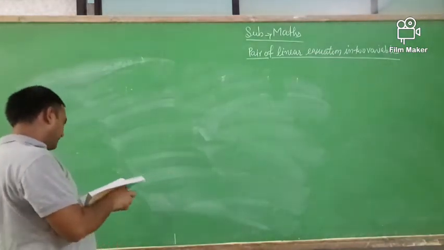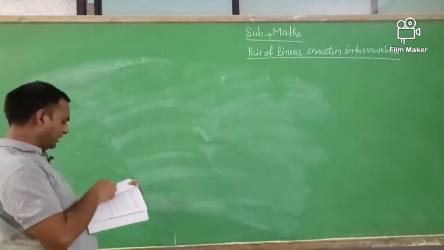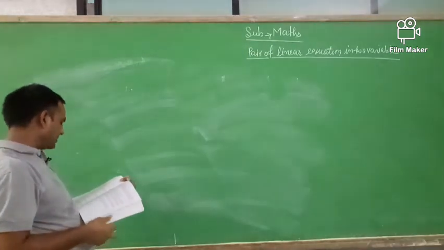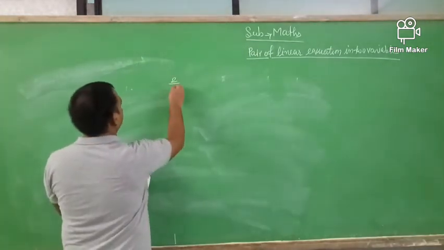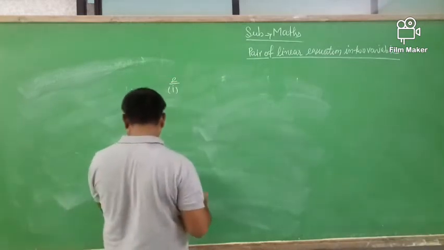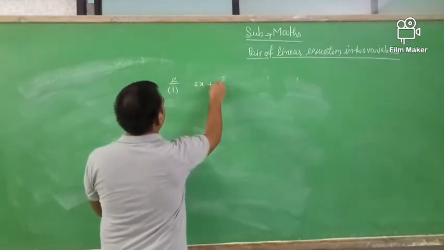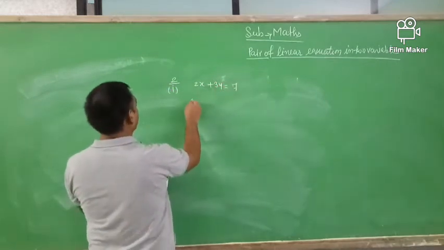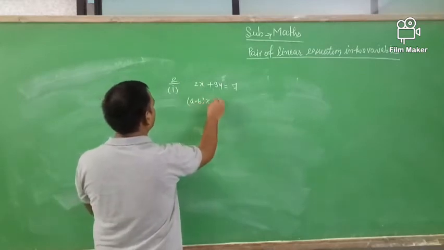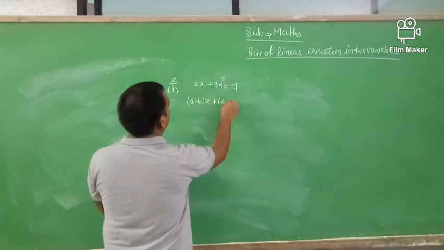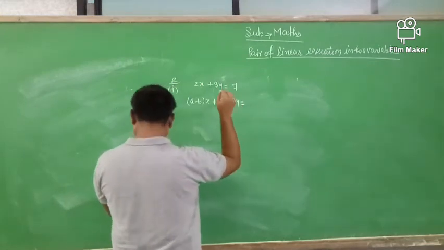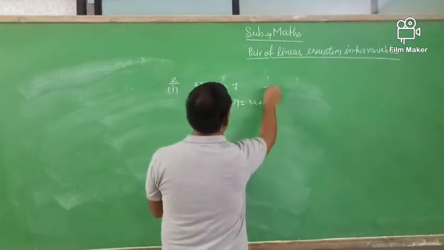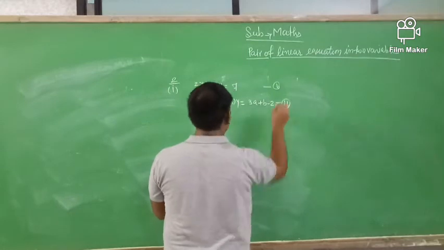Next question: find for which values of a and b the following pair of linear equations has an infinite number of solutions. Question number 21. Here, 2x + 3y = 7. Another equation: (a − b)x + (a + b)y = 3a + b − 2. This is equation number first, this is equation number second.